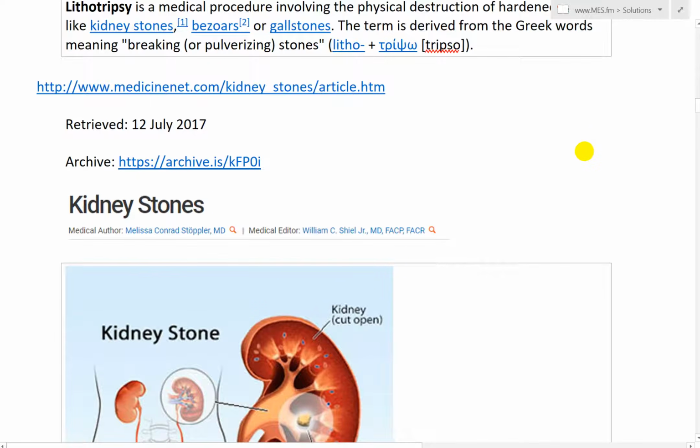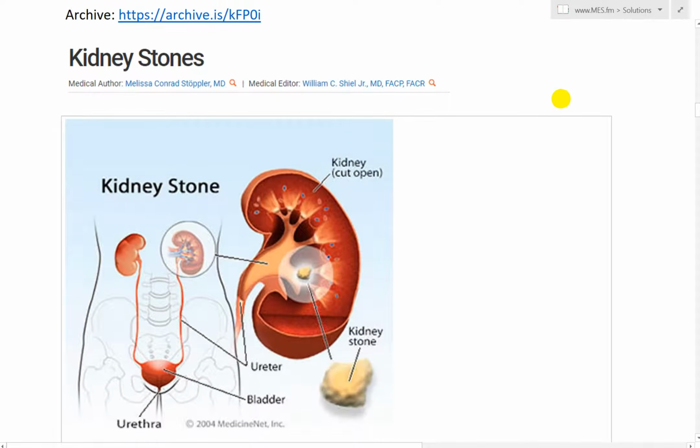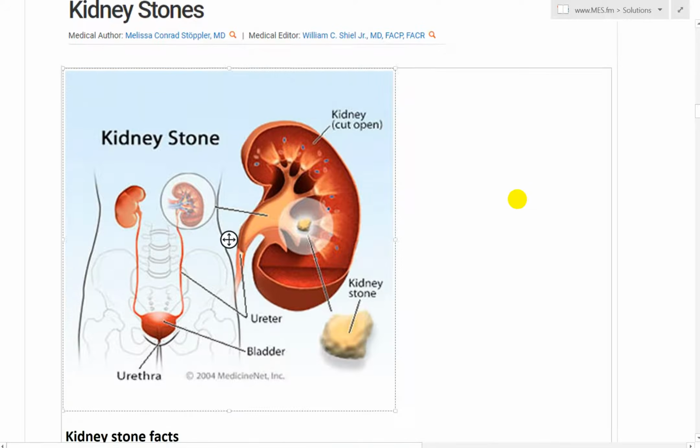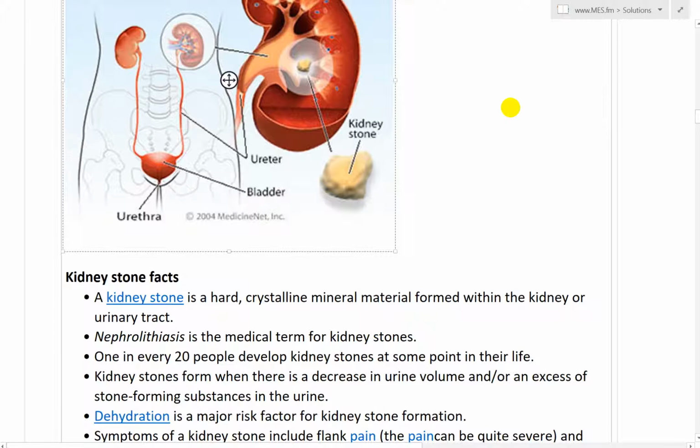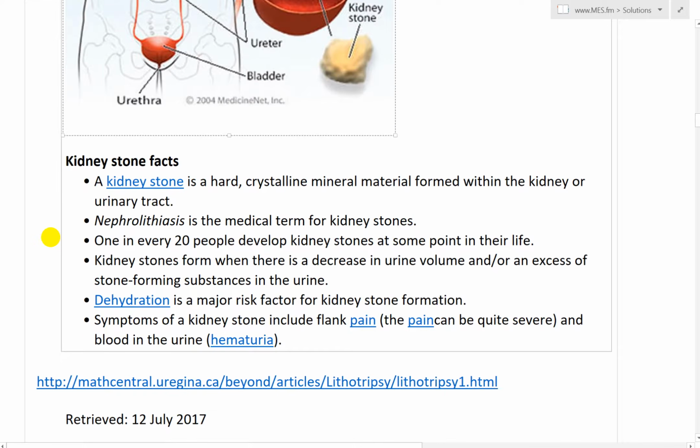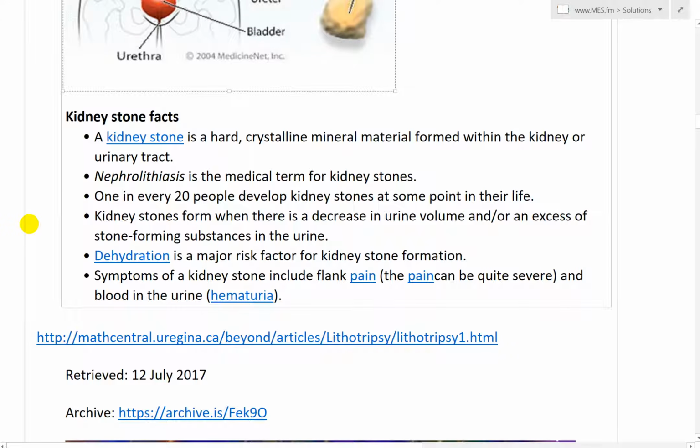Now if you go to medicinenet.com, it has a good illustration of kidney stones right here. Kidney stone facts: a kidney stone is a hard crystalline mineral material formed within the kidney or urinary tract. Nephrolithiasis, or whatever the medical term is for kidney stones. One in every 20 people develops kidney stones at some point in their life. They form when there's a decrease in urine volume and or excess of stone forming substances in the urine.